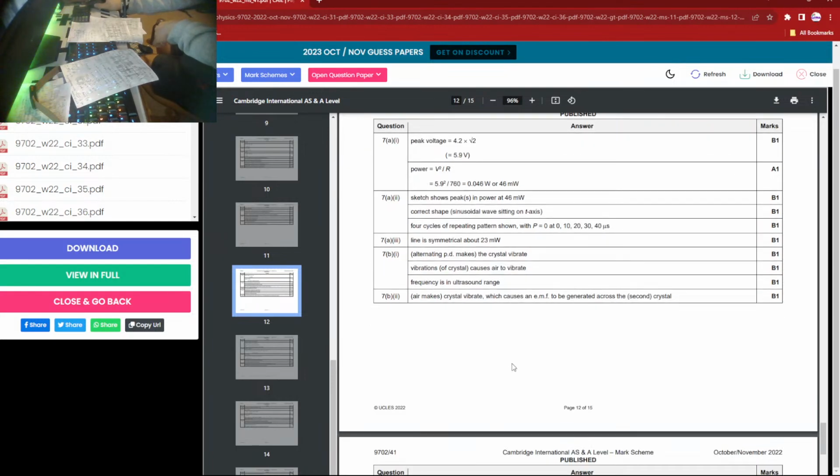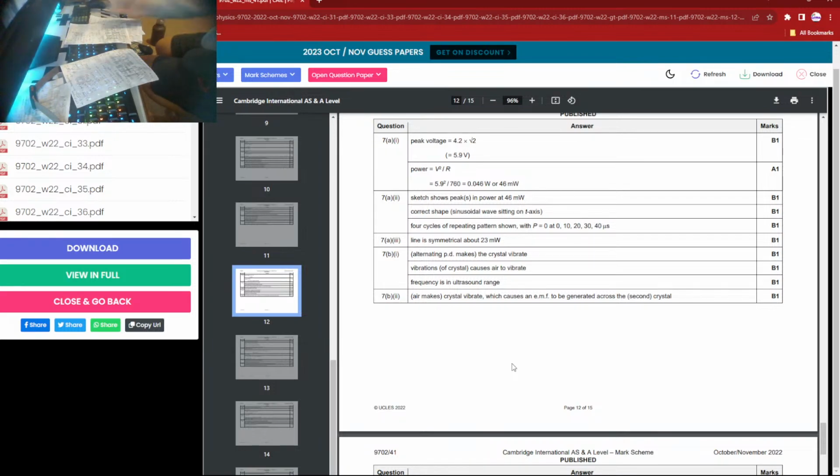Next one. Air makes crystal vibrate, which causes EMF to be generated across the second crystal. Alright. Frequency is in the ultrasound range, so I did not write that. Vibrations of the crystal cause air to vibrate. Okay, crystal to vibrate. Okay.